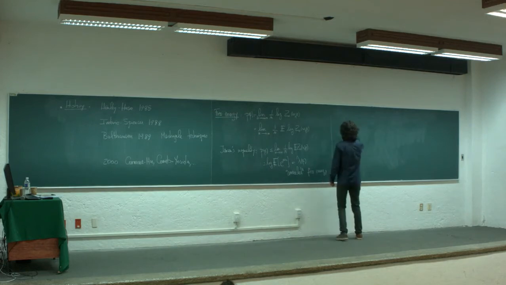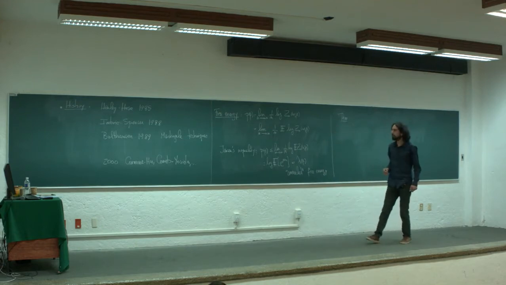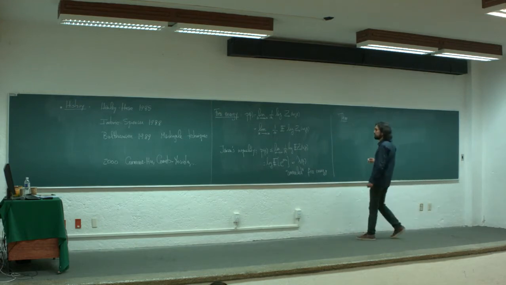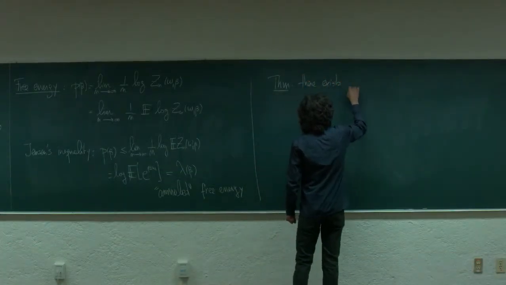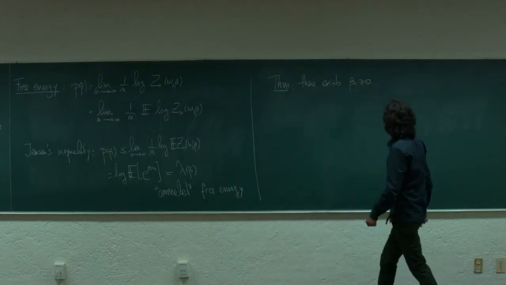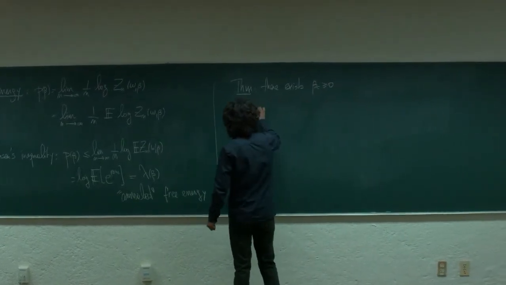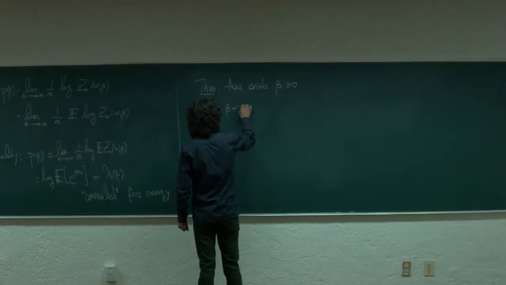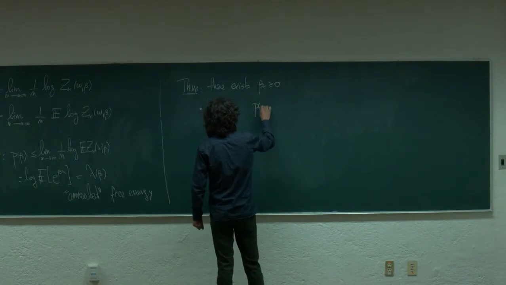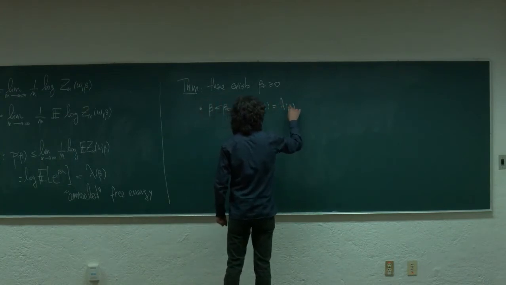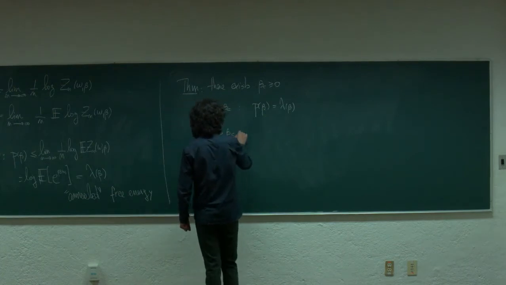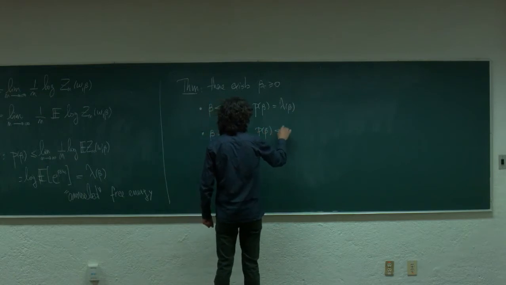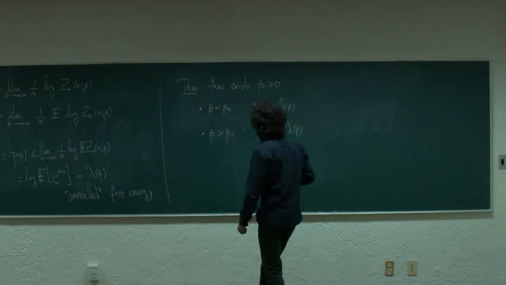Okay, so let us state the first theorem. This theorem is a blend of results by all these people. The situation as we know it now is the following. There exists a value beta critical bigger or equal to 0 such that if beta is smaller than beta critical, P of beta is equal to lambda of beta, and if beta is bigger than beta critical, then P of beta is strictly smaller than lambda of beta.